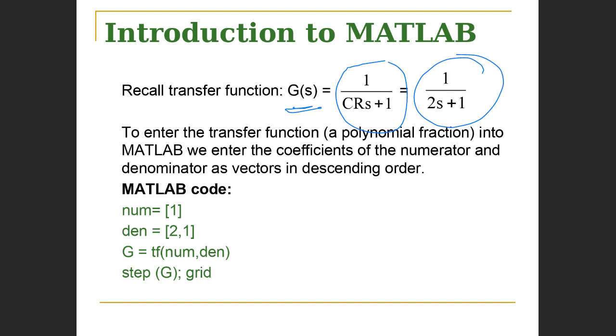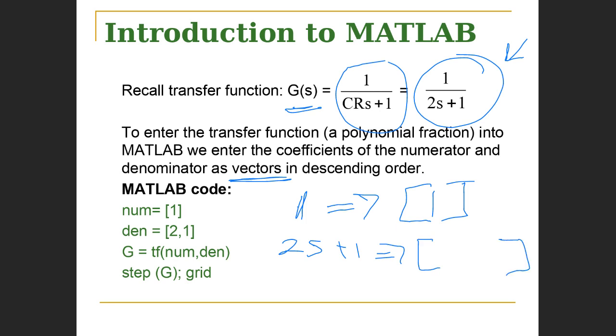How do we then put this into MATLAB? MATLAB, as I said before, only sees vectors and matrices. To enter the transfer function, which is a polynomial, into MATLAB, we enter the coefficients of the numerator and the denominator as vectors, in a particular order, descending order. Let us take the numerator. The numerator is 1. What does that imply? A vector that is simply 1. How about the denominator, 2s plus 1? What does that look like as a vector to be put in MATLAB?